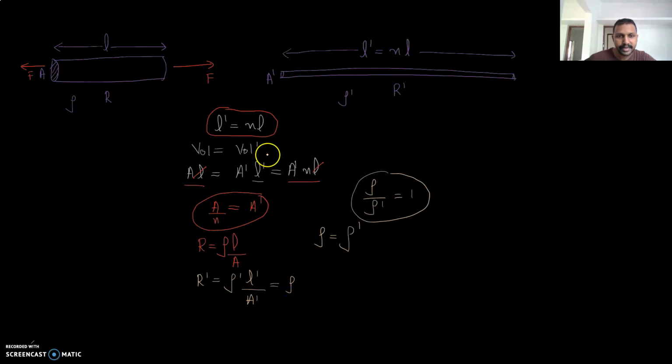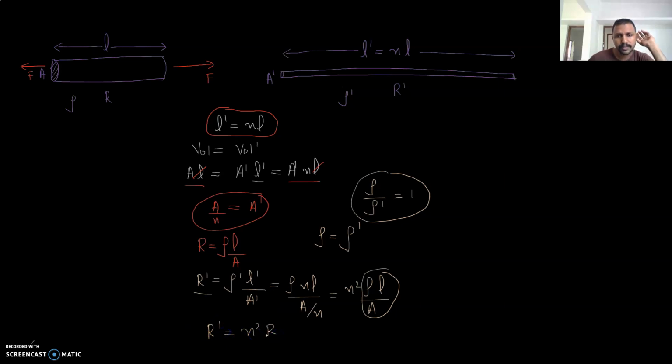Therefore, rho, L dash is NL. Therefore, NL. A dash is A by N. Therefore, A by N. This N will reach the numerator. Therefore, N into N, N square rho L by A. Who is this rho L by A? Now, R dash is equal to N square rho L by A is the answer. Rho L by A is R. Therefore, I could write R dash, that is final resistance, is N square R.